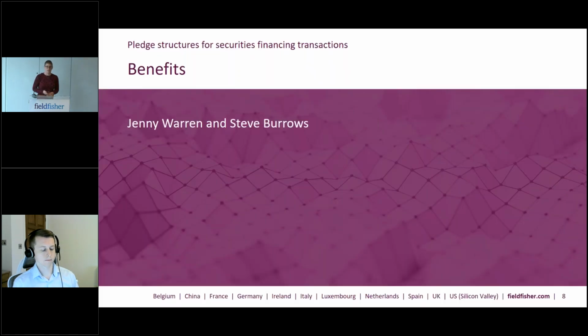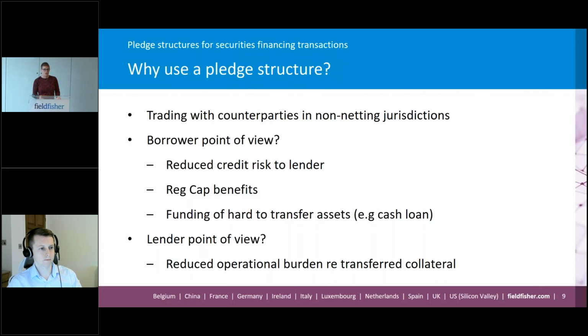So hopefully that shows what the pledge structure looks like. And as I said, we are seeing quite a bit of interest in it. We've worked on a few of these structures for various clients, and that's because there are certain benefits to be had. Steve and I will just run through what those benefits could be.